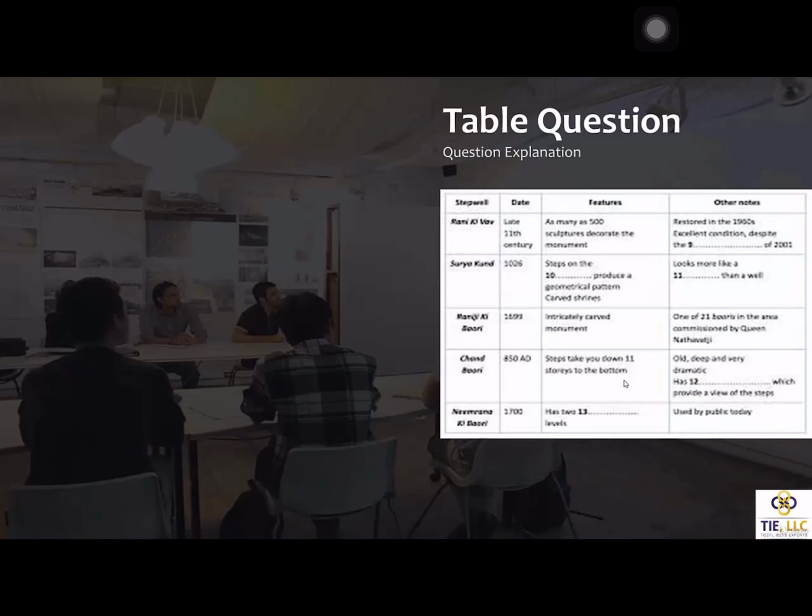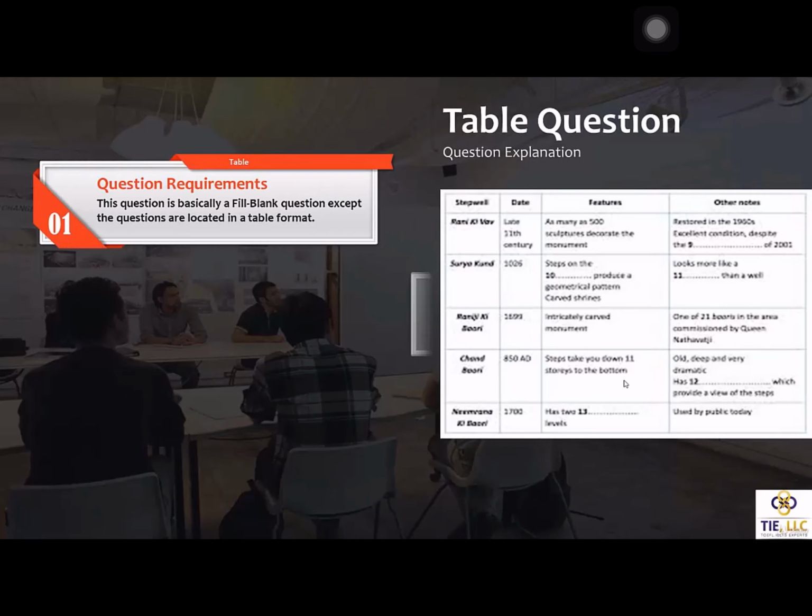So, a table question looks exactly like that. On the academic test, it'll have more boxes, more complicated vocabulary. On the general test, it'll have maybe less boxes and more simple vocabulary. But the strategy doesn't change. The strategy is exactly the same.